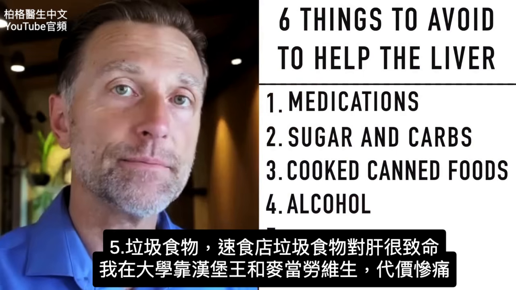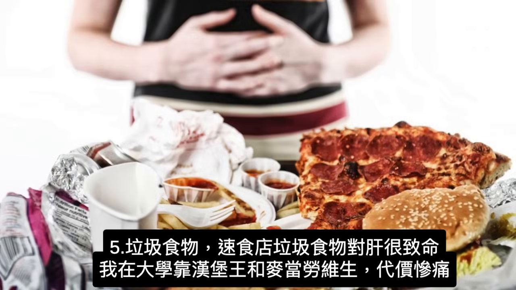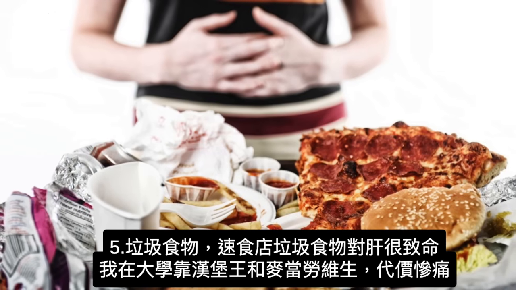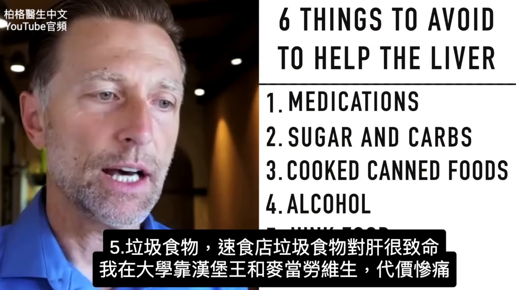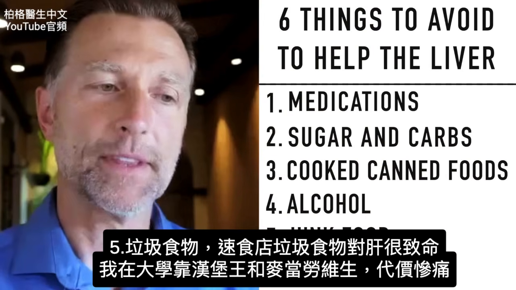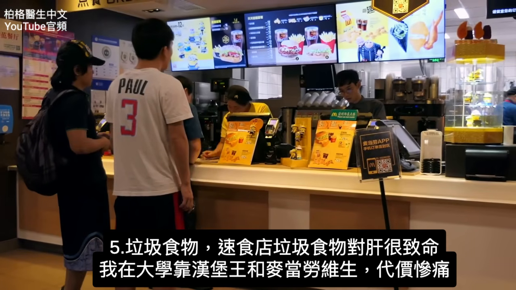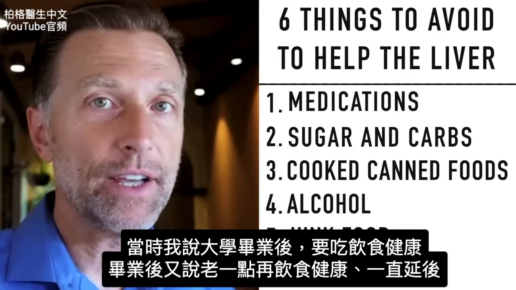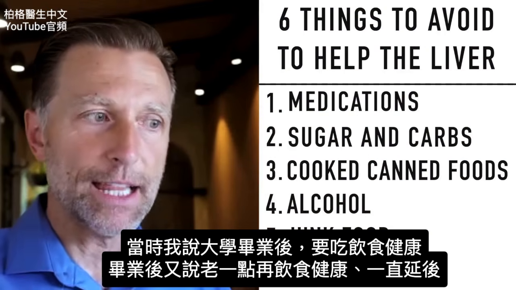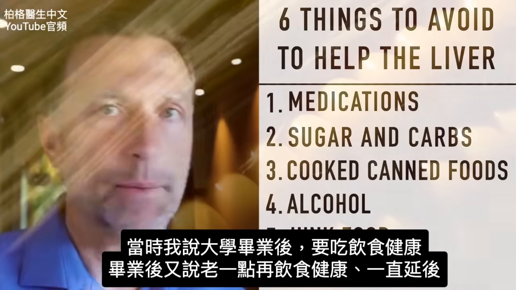Number 5, and this is obvious, you already know this, junk food. The food from fast food restaurants is pretty deadly to the liver. Of course, I remember in college living off different specials they had at Burger King and McDonald's, and I paid the price. And of course, I justified it by saying, I'll eat healthy when I graduate. And then when I graduated, I said, I'll eat healthy when I get older. And that just kept going on and on.